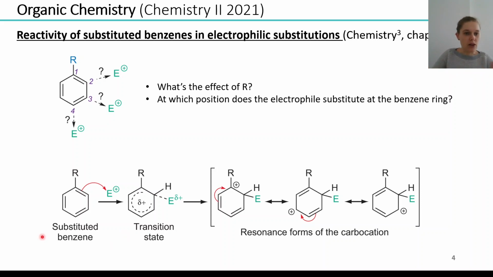Let's have a look at the very general reaction mechanism. So we have a substituted benzene with a substituent called R. Then the reaction with an electrophile leads to this transition state, and the formed carbocation is resonance stabilized. In general, substituents that stabilize the carbocation make the ring more reactive to electrophilic substitutions than benzene, and therefore these substituents are called activating groups. Conversely, substituents that destabilize the carbocation make the ring less reactive to electrophilic substitutions than benzene and are therefore called deactivating groups.